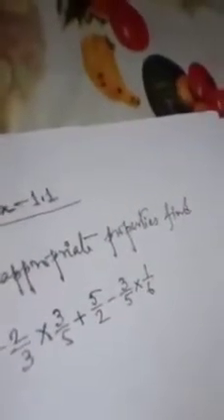Okay, students, today we will start the first chapter, Rational Numbers, and today we will solve some problems. That means Exercise 1.1, and without wasting time, we will start to solve some sums. First sum is minus 2/3 × 3/5 + 5/2 − 3/5 × 1/6.